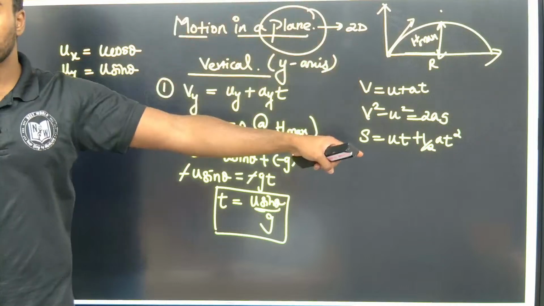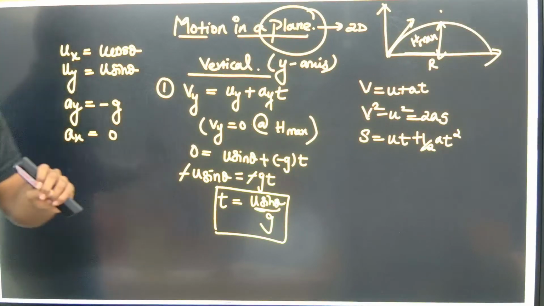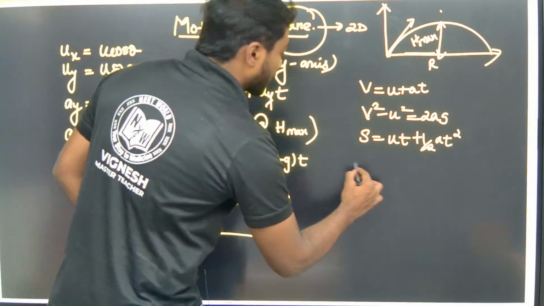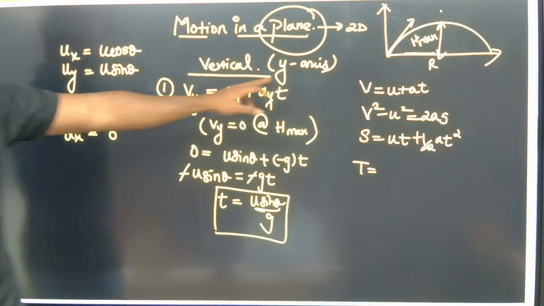Again to come down, the same time will be taken. So how much is it? 2 u sin theta by g. Okay, we can take that. So t is equal to, yes, we will complete, wait, first one we have completed, second one will go, third one also we will see.